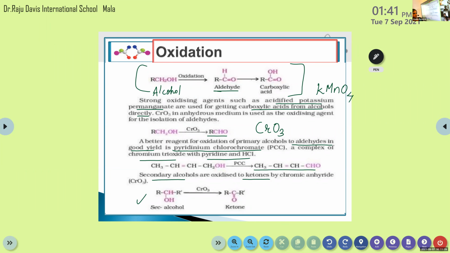Normally, in the case of oxidation of alcohols, alcohols will be converted to aldehydes, then aldehydes to carboxylic acids. That's the process. But sometimes we can also directly obtain carboxylic acid when we are using the reagent potassium permanganate, KMnO4. And we can stop the reaction at aldehyde using another reagent, CrO3. To obtain this aldehyde in good yield, we will use another reagent, PCC. Then the secondary alcohols can be converted to ketones on reaction with CrO3, that is chromic anhydride.